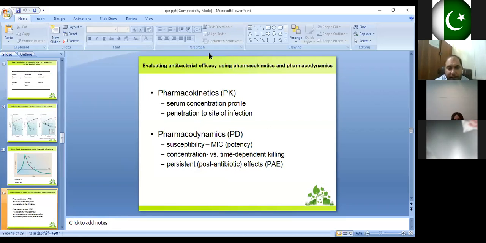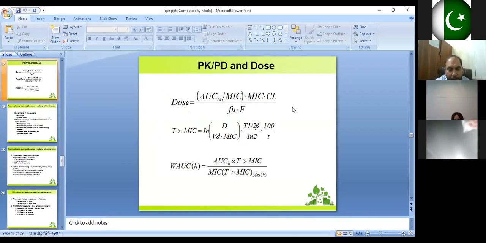This is the modeling formula that I have taken from ML Explore. For the PKPD model, we can calculate the dose. This is for concentration dependent drugs: AUC, area under the concentration time curve, divided by MIC, with clearance, the fraction of drug, and the bioavailability. So this formula is used for concentration dependent drugs to find the dose. While in the case of time dependent drugs, we use time greater than MIC for a longer duration of action.